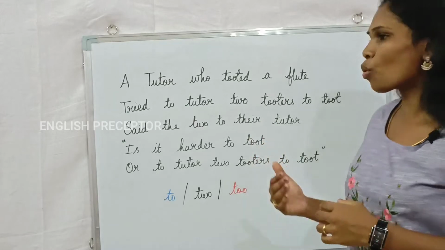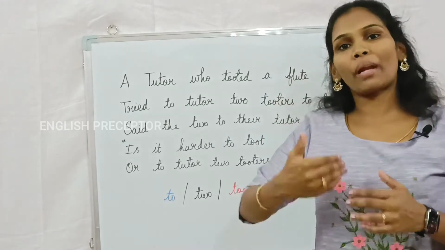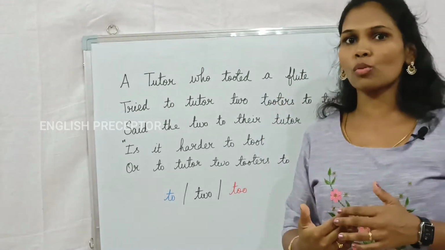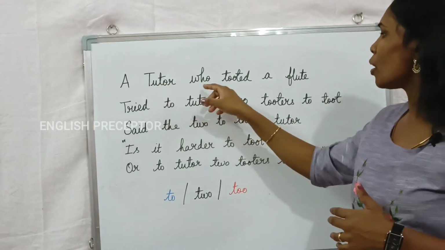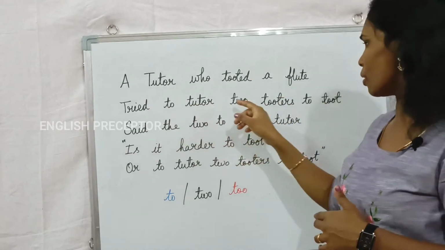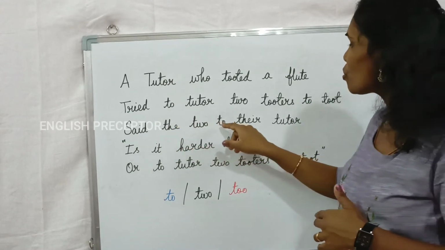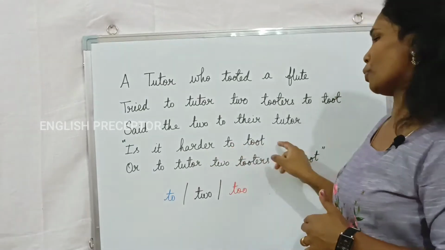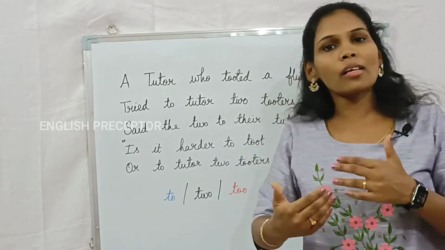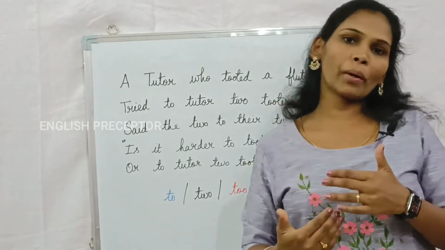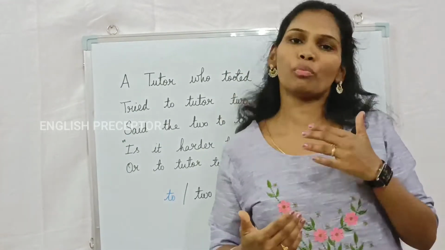Now let me read very slowly for you to get the pronunciation. But when you practice, you have to practice very fast, because when you practice in this way, your mouth muscles get practiced to pronounce the words in English. A tutor who tutored a flute tried to tutor two tutors to toot, said the tutors to the tutor, is it harder to toot or to tutor two tutors to toot? So you have to practice very fast whenever you have time. However much time you spend practicing the tongue twister, you can pronounce the words in English very easily.